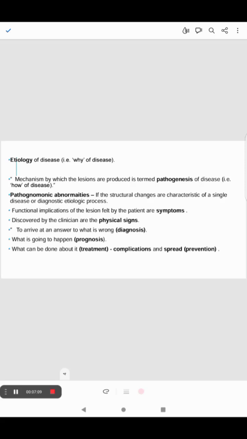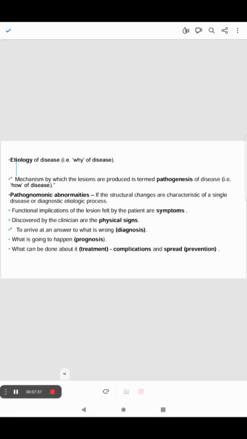Next, one more terminology which you will come across is diagnosis. What is diagnosis? It is the final answer: what has happened to the patient, what has gone wrong with the patient. That is called diagnosis. With the help of many investigations and tests, you come to a final conclusion that this is the problem with the patient. That is a diagnosis.